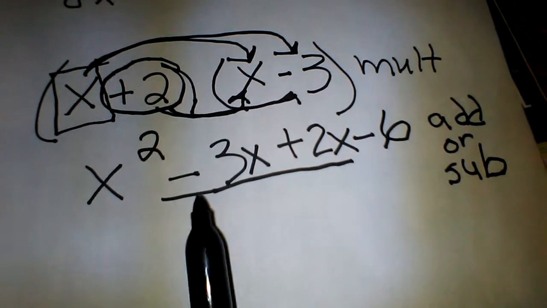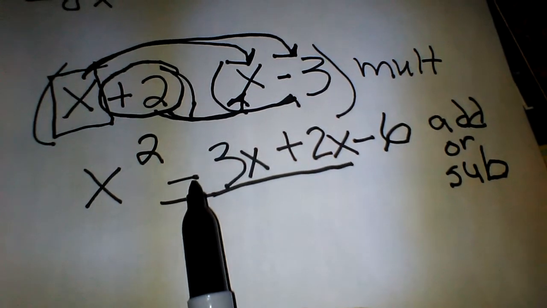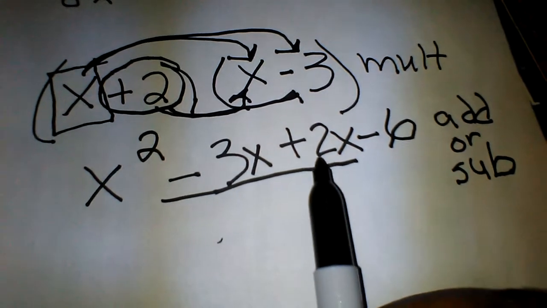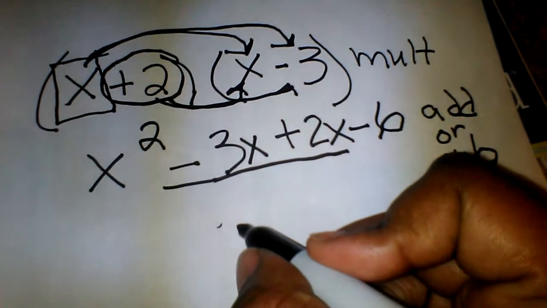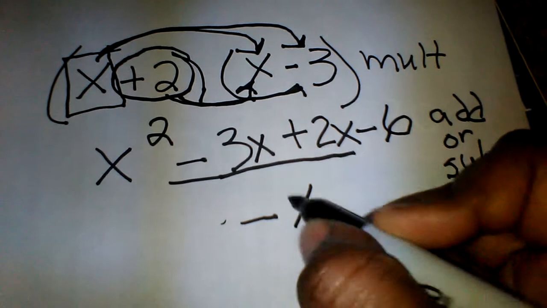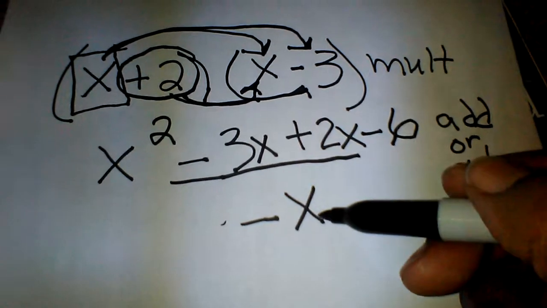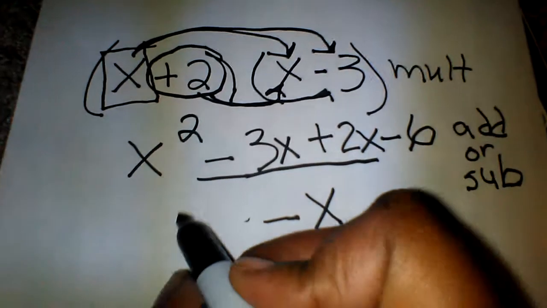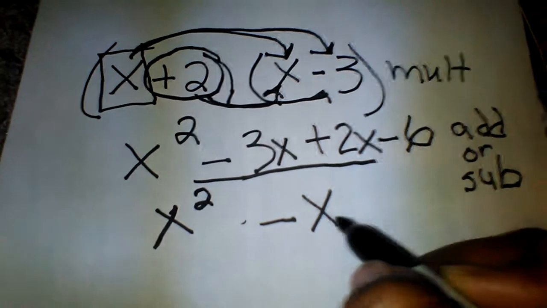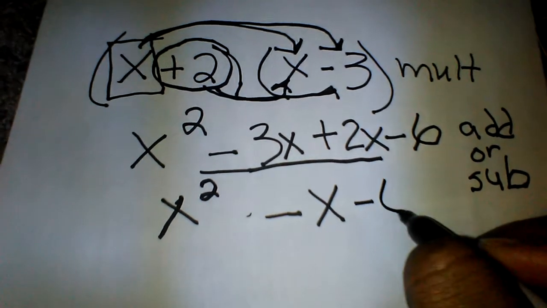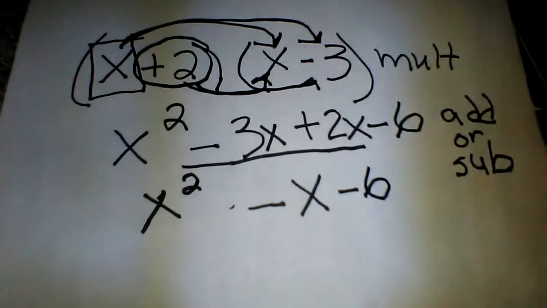In this case, remember what we said, I owe somebody $3, but I have $2 in my hand. So what's going to end up happening is I'm still going to owe you $1. But we don't put the 1 because it's understood to be there, so it's just negative x. Those other terms just come down in the problem, and I have x squared minus x minus 6, and that is my final answer.